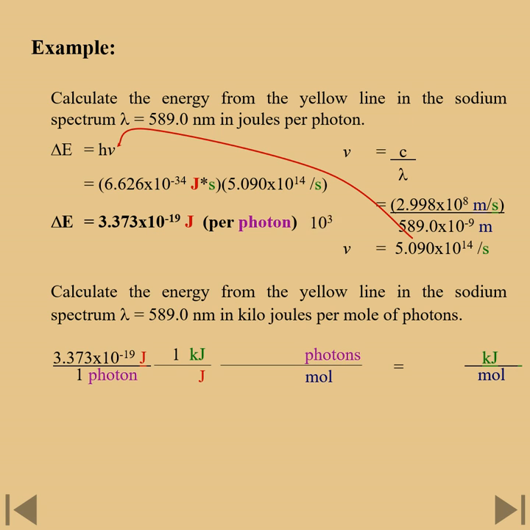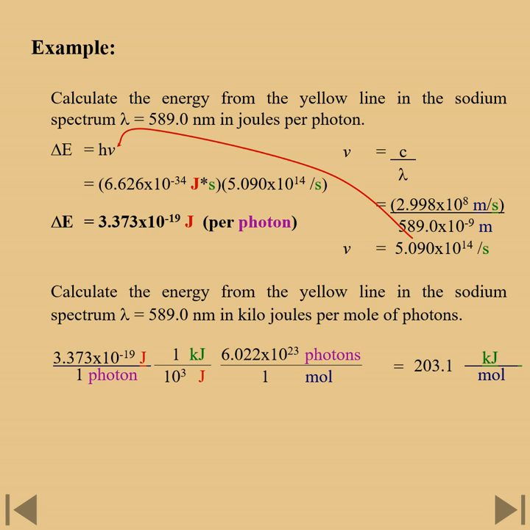Okay, base 10 number, still going with the base unit, 10 to the 3rd joules per kilojoule. And then Avogadro's number of entities per mole of entities. So that's 6.022 times 10 to the 23rd photons per mole of photons. And that gives us 203.1 kilojoules per mole.